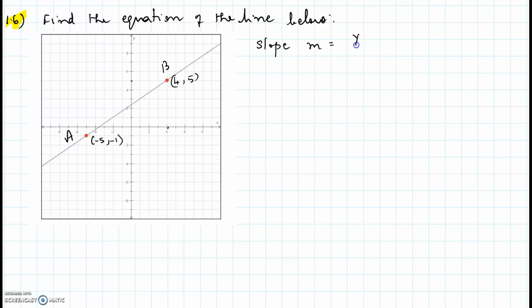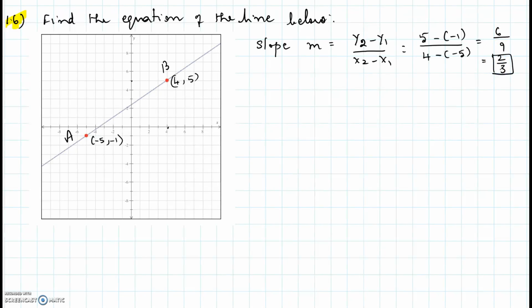m equals the difference in y-coordinates over the corresponding difference in the x-coordinates. So the difference in y: let's take 5 as y2 and -1 as y1, and x2 is 4 minus x1 which is -5. If you simplify that, it becomes 6 divided by 4 plus 5, which is 9. Reduce it, and that will be 2/3. So that is the slope of the line.